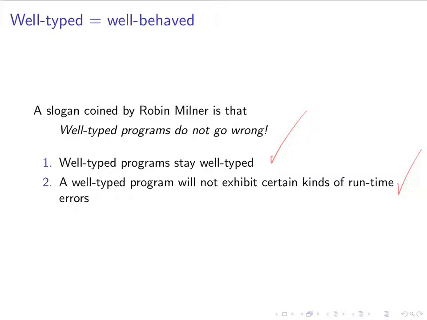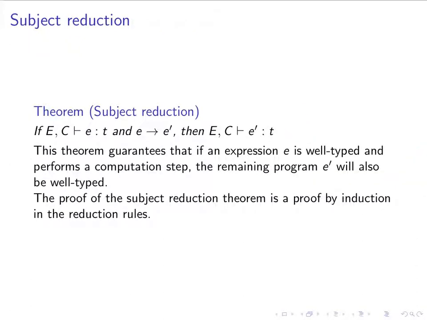And if a type system guarantees that, then we would say that the programming language with this type system would be type safe. And indeed, Haskell is type safe. What do we mean by type safe? Well, there are two theorems that must hold, as the previous slide indicated. The first one is subject reduction.